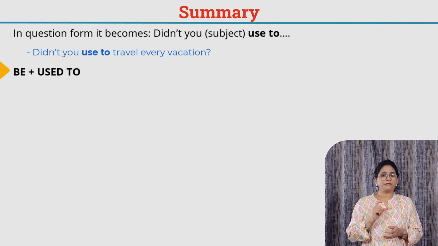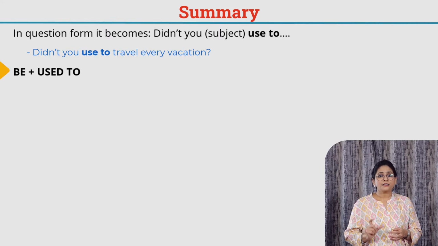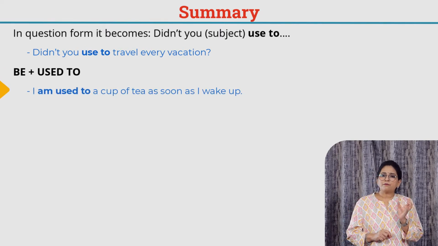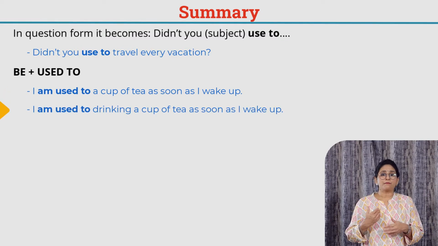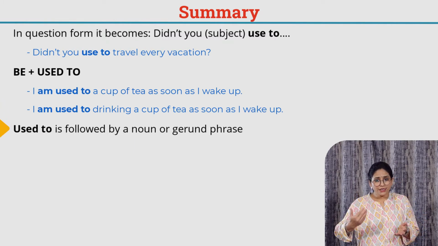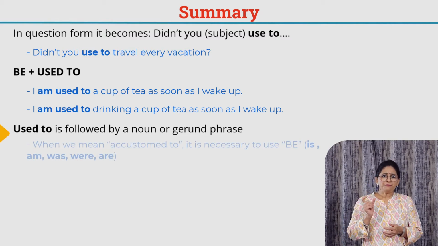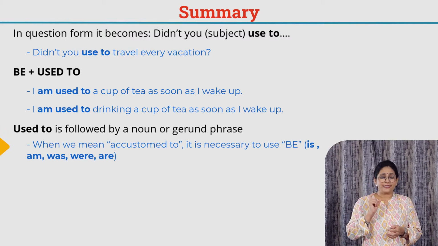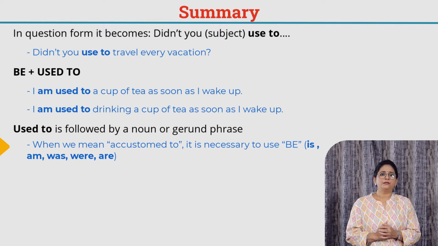Now the next word is be plus used to. This is used to means accustomed to or in the habit of. I'm used to a cup of tea as soon as I wake up. Or I'm used to drinking a cup of tea as soon as I wake up. Used to is followed by a noun or gerund phrase. When we mean accustomed to, it is necessary to use be. That means is, am, was, were, are.